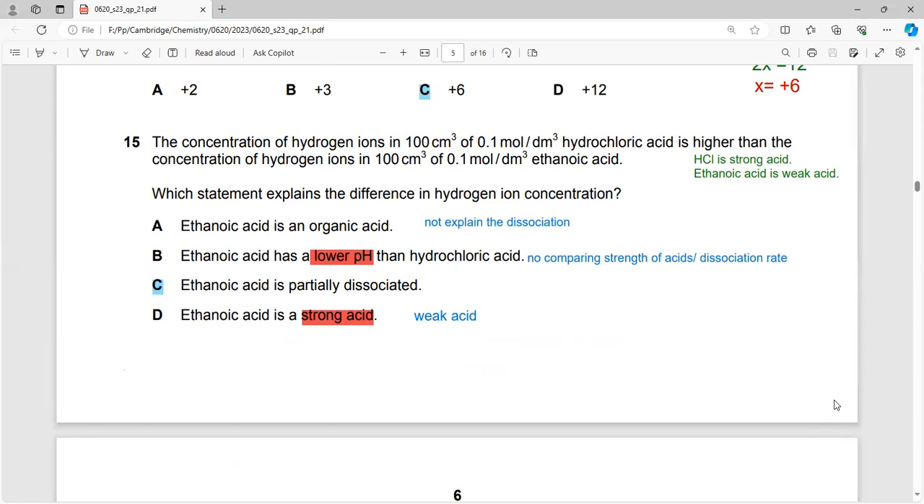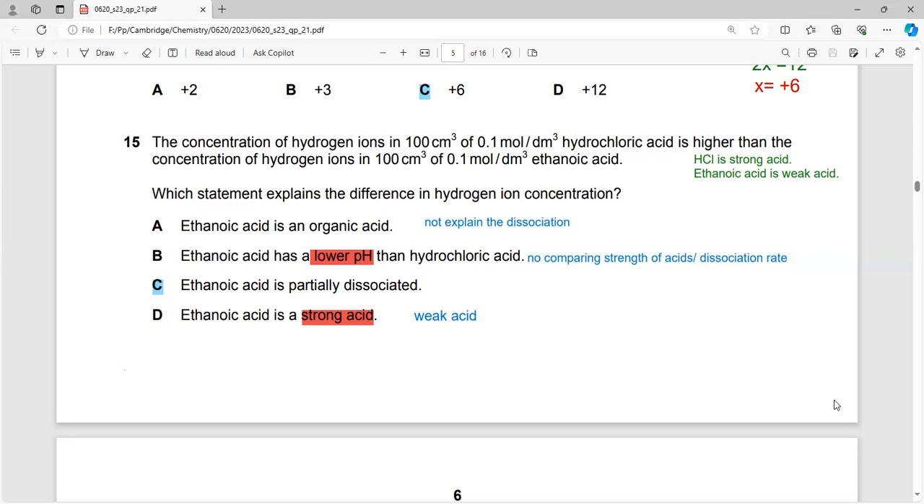The concentration of the hydrogen ion of 100 cm cubed of 0.1 mol per dm cubed hydrochloric acid is higher than the concentration of the hydrogen ion in the same volume and concentration of ethanoic acid. Which statement explains the difference in hydrogen ion concentration in these two acids? Actually, hydrochloric acid is a strong acid, while ethanoic acid is a weak acid.